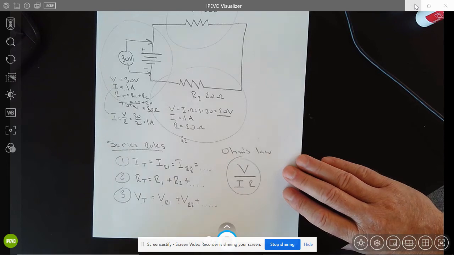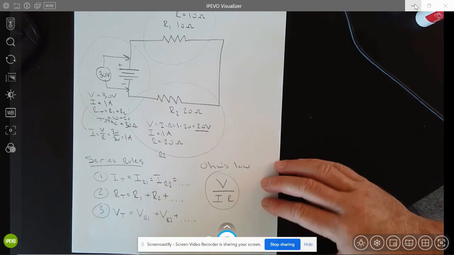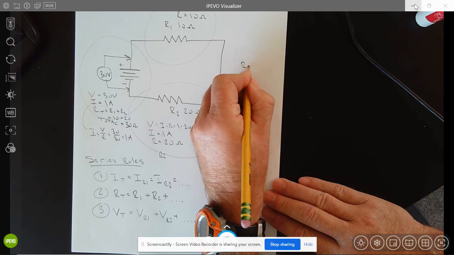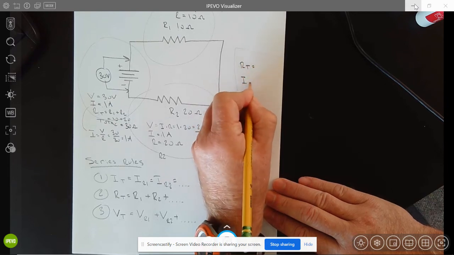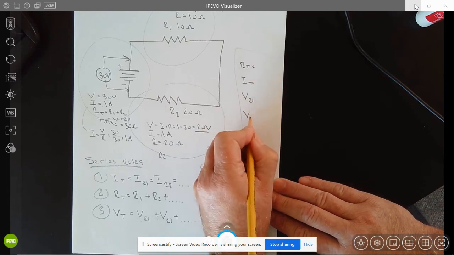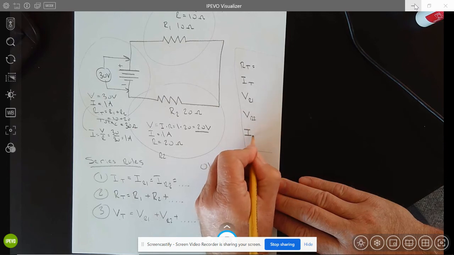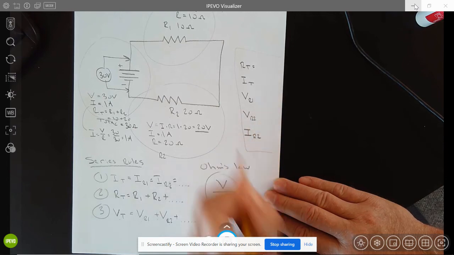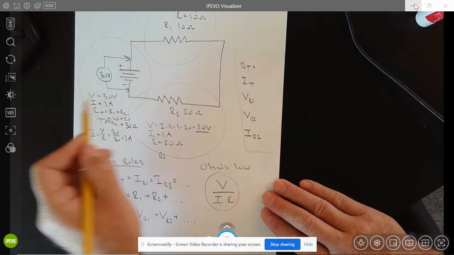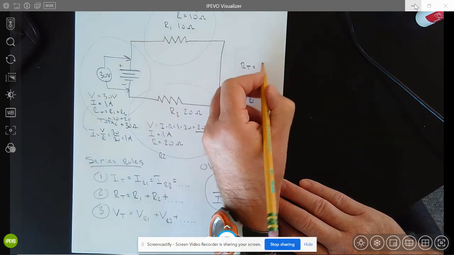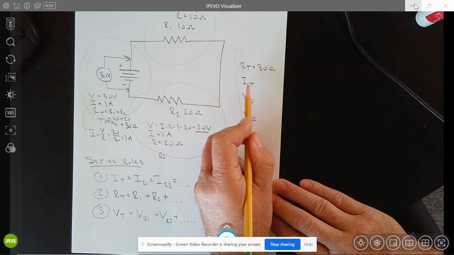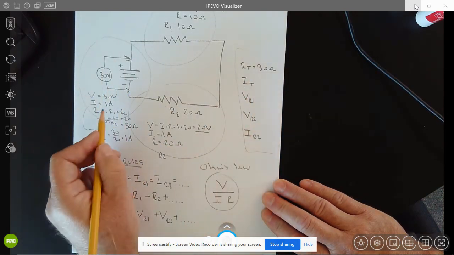So now, if I was asking you different values, you might have an answer sheet that says R total, I total, V R1, V R2, I R2. So if you have that, now you just look at RT, the total for the battery. What's my total resistance of the battery? 30 ohms. What's my total current? IT, totaled by the battery. 1 amp.